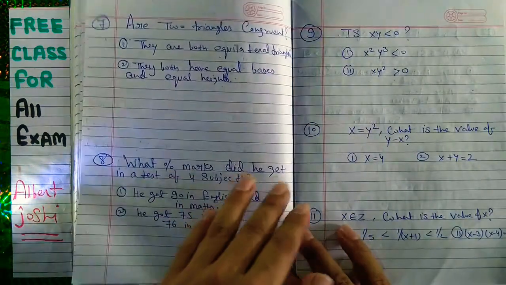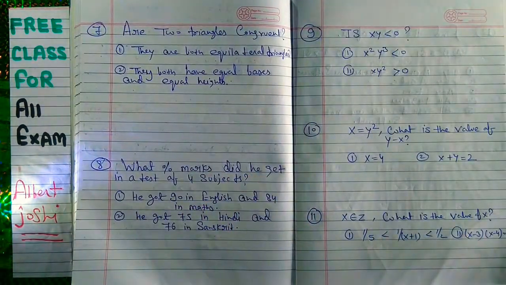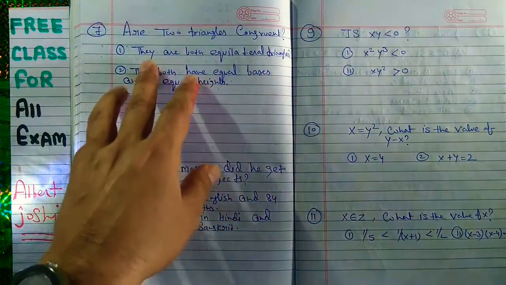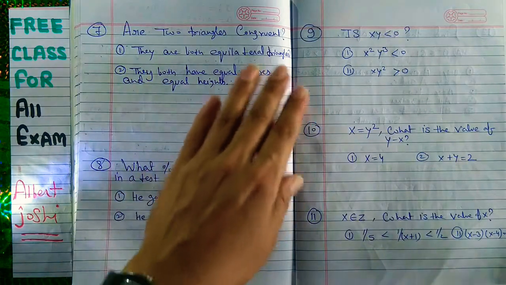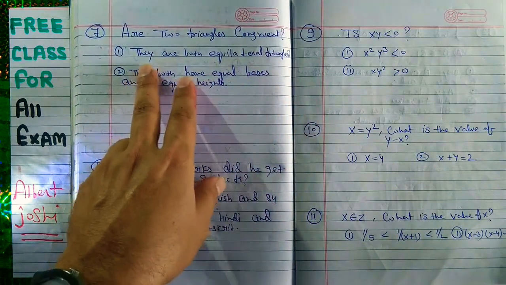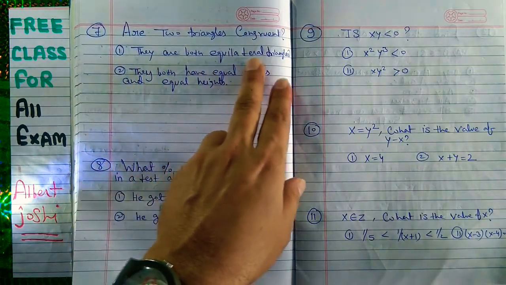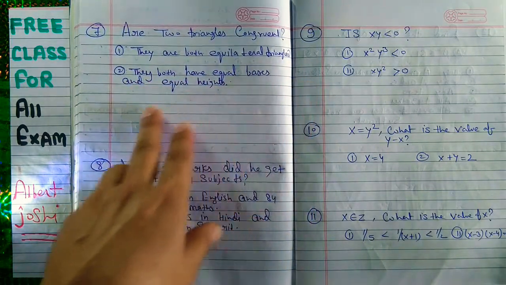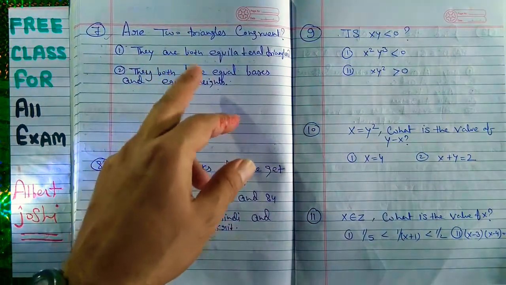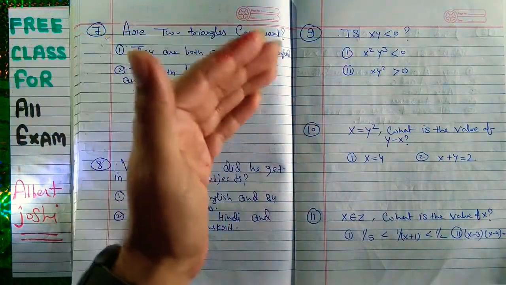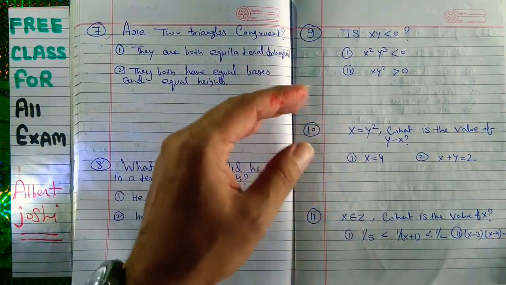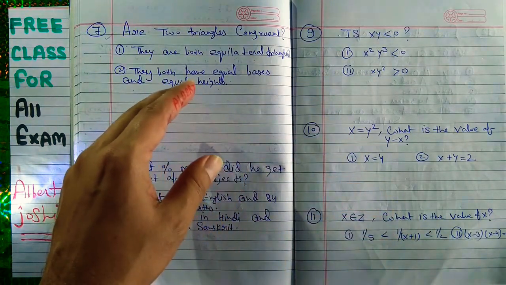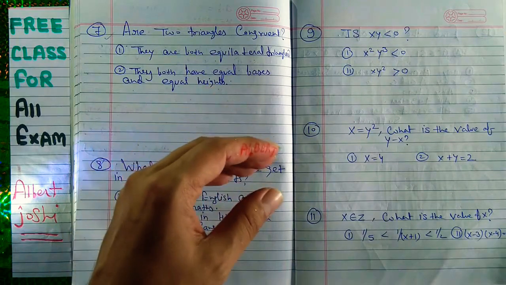Now the next question. In the next question, he is asking, are two triangles congruent? The first statement he has given: they are both equilateral triangles and they both have equal bases and equal heights. If you want to know about triangles, just go to the lecture. We have also uploaded one lecture for triangles. So here I will give you some common sense.